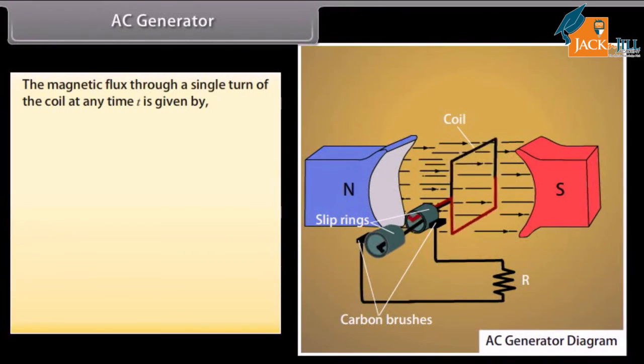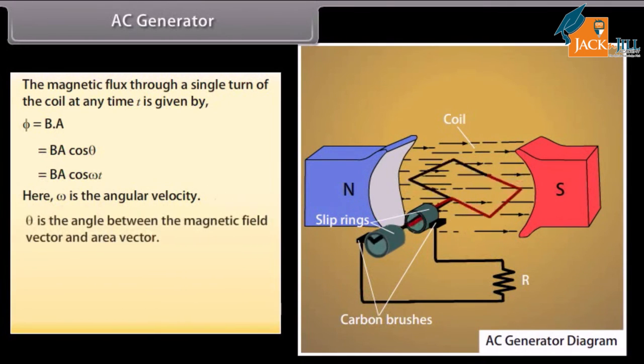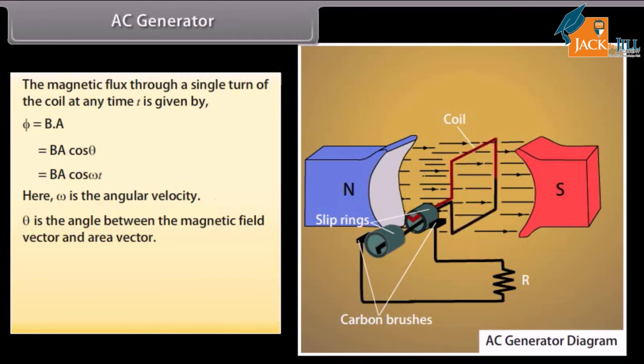The magnetic flux through a single turn of the coil at any time t is given by the dot product of B and A, which is equal to BA cos theta. It can also be written as BA cos omega t. Here omega is the angular velocity and theta is the angle between the magnetic field vector and area vector.